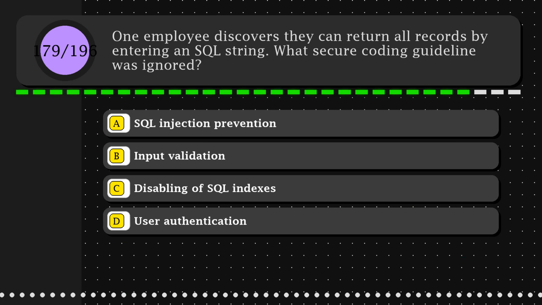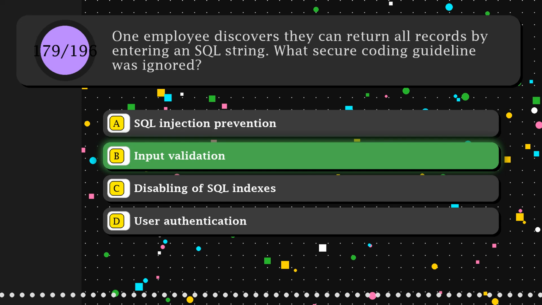Question 179. One employee discovers they can return all records by entering in a SQL string. What secure coding guideline was ignored? Option A. SQL injection prevention. Option B. Input validation. Option C. Disabling of SQL indexes. Option D. User authentication.